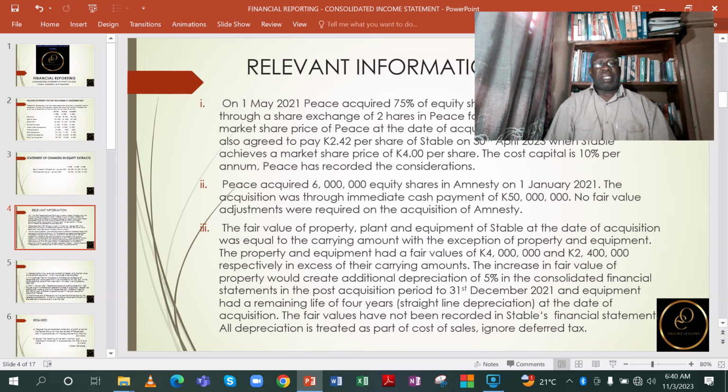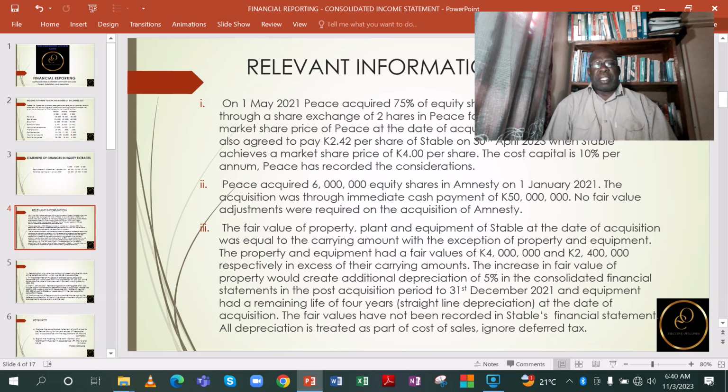Second note: Peace acquired 6 million equity shares in Amnesty on 1st January 2021. The acquisition was through an immediate cash payment of 50 million. No fair value adjustments were required on the acquisition of Amnesty.